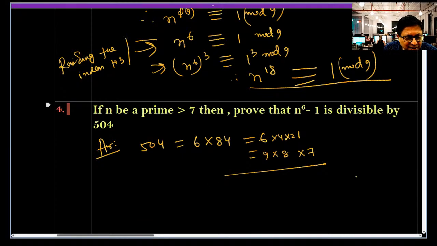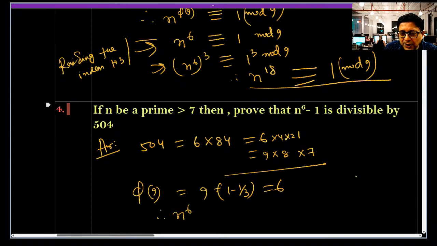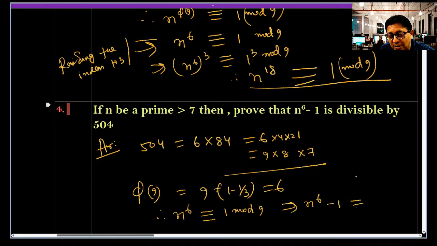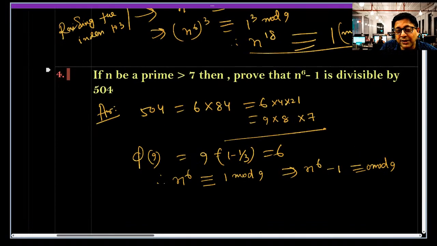With 9, how do you operate? Phi 9 you find. Phi 9 is what? It is 9 into 1 minus 1/3. That is 6. Therefore, n to the power 6 is congruent with 1 mod 9, isn't it? So n to the power 6 minus 1 is congruent with 0 mod 9, clear?